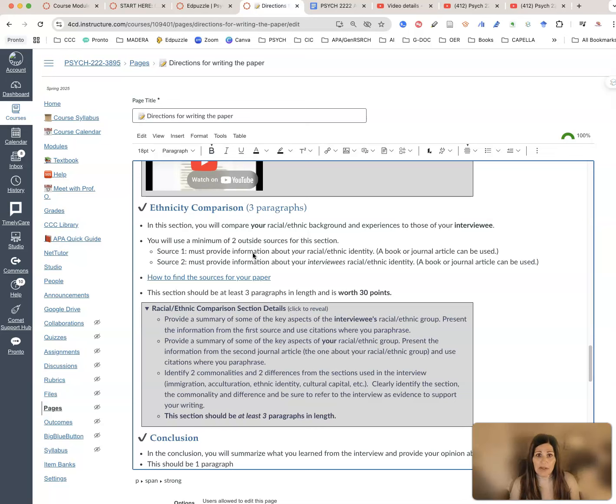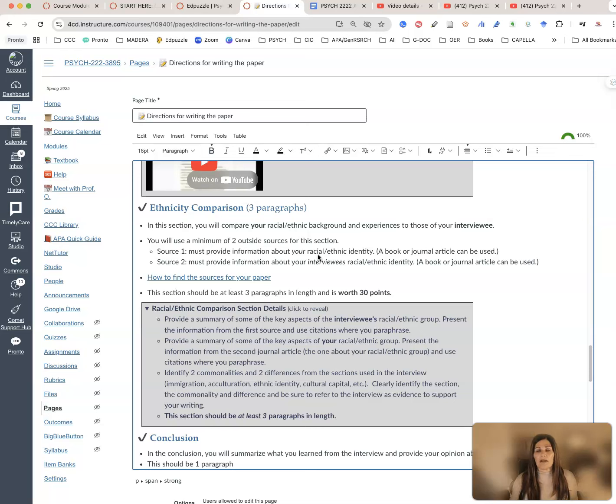You can use those, or you can use a book, an academic book that you find. It can be a free textbook. It can be another textbook for another course, maybe. It can be a book from the library, right? Or obviously an ebook if you want to use that. So it's just 2 other academic sources. One has to do with your racial ethnic identity experience, any part of it, and then one about the racial ethnic experience of the person you interviewed.